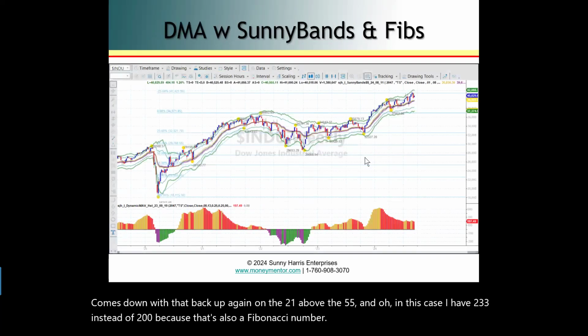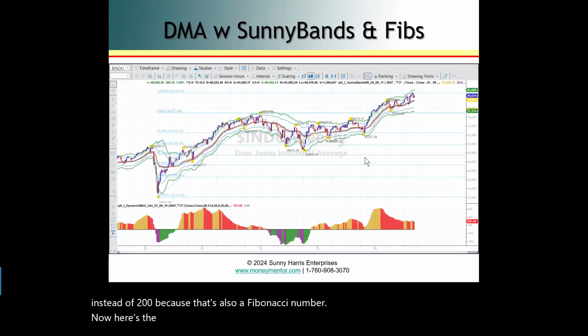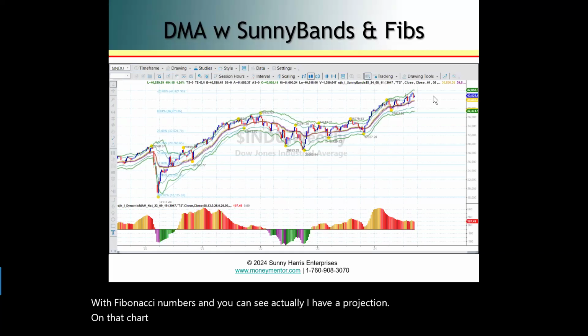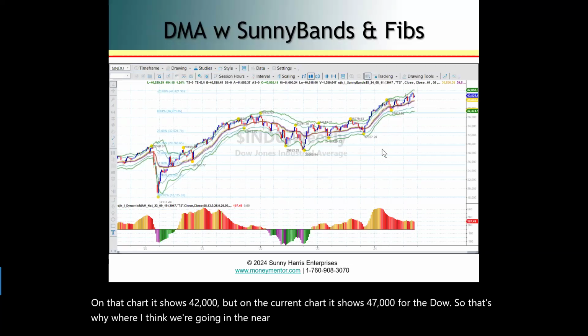Now here's the dynamic moving average in SunnyBands with Fibonacci numbers. And you can see, I have a projection on that chart, it shows 42,000, but on the current chart, it shows 47,000 for the Dow. So that's where I think we're going in the near future, 47,000 on the Dow.